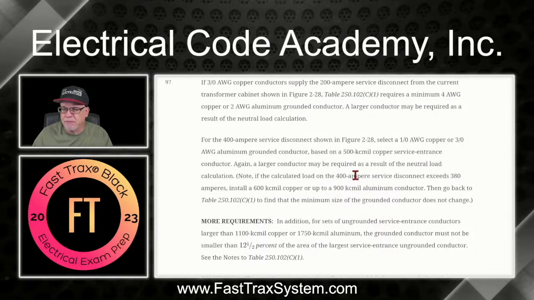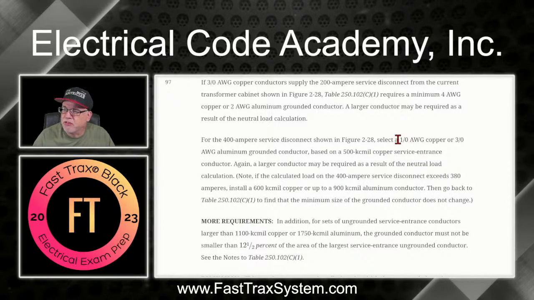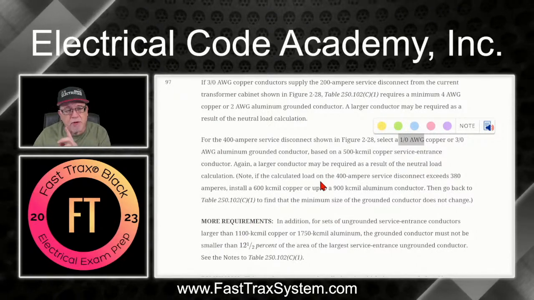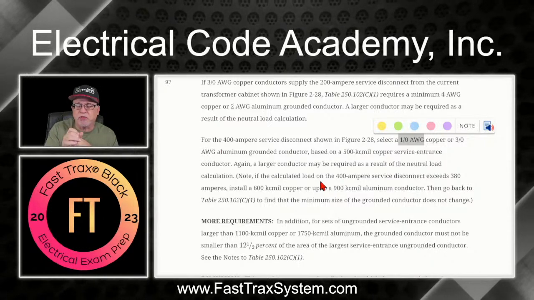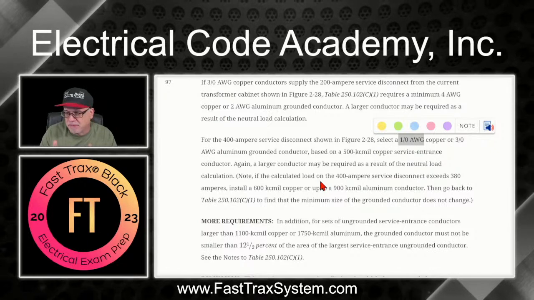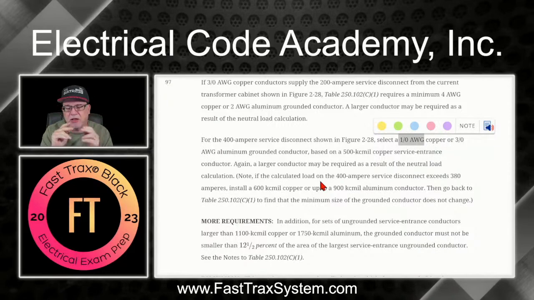Same thing goes for that 400 amp. And at 400 amp, they're saying, well, that grounded conductor has to be at least a 1/0 copper or a 3/0 aluminum grounded conductor based on a 500 kcmil supplying that 400 amp. Now remember, a 500 kcmil under the 75 degree rules in ampacity 310.16 is good for 380 amps. So as long as the calculated load does not exceed 380 amps, then you're okay. Then it can terminate on a 400 amp overcurrent device. We're talking about the hot ungrounded conductors.